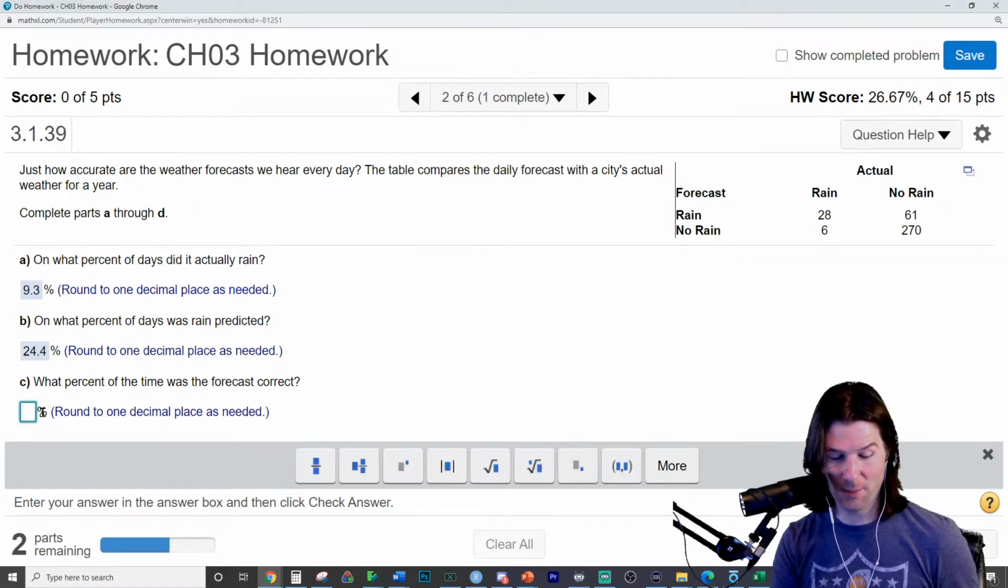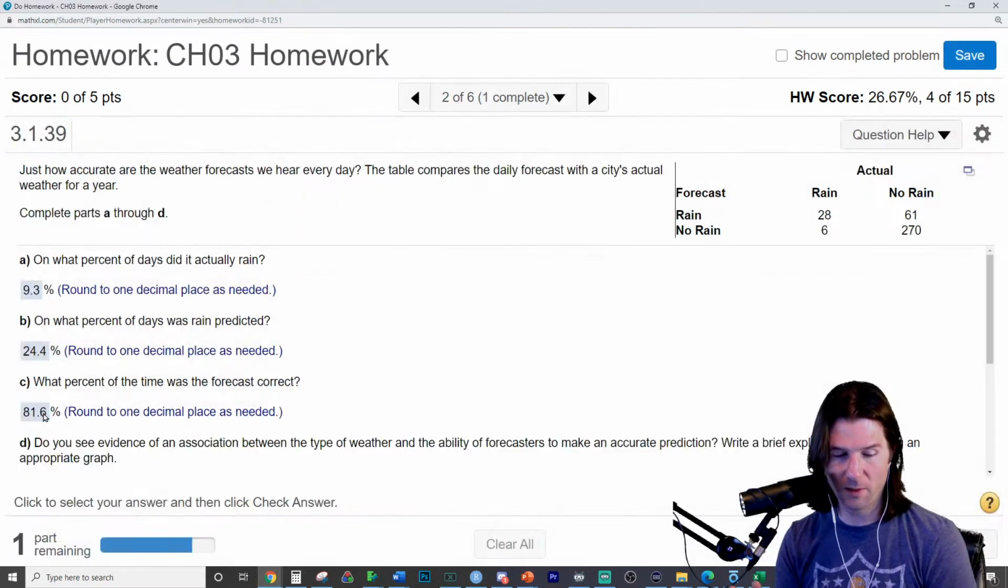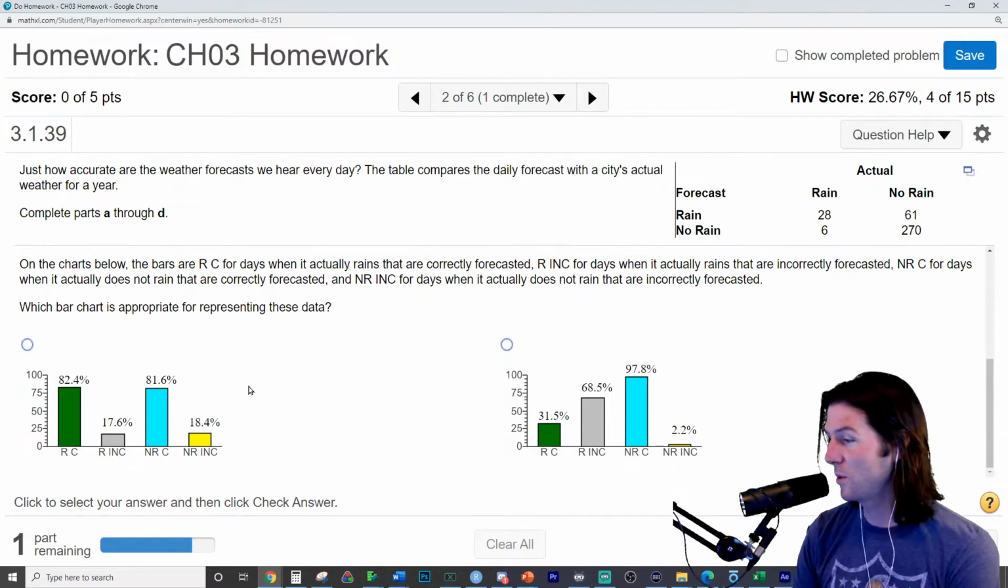81.6. That's why I usually copy paste. Please tell me if you're out by one decimal. I'll probably go and correct it. This one is super confusing right here.